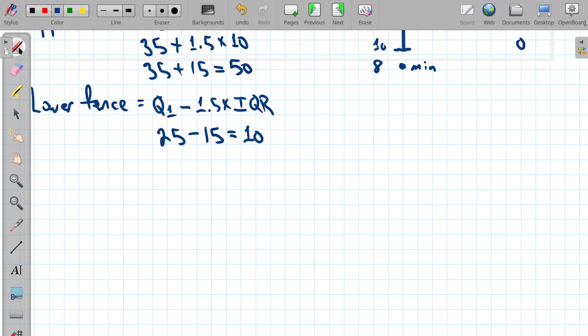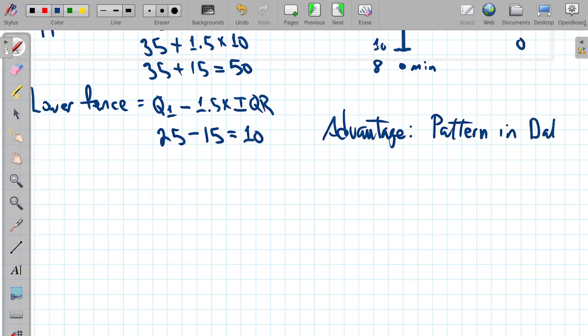So let's make a note about that. The advantage is it illustrates a pattern in the data. So if you're asked, is the data skewed? Do we have a longer left tail or a longer right tail? Well, you can judge that by looking at how long the whiskers are. Is it reasonably symmetric? Well, is the median in the center or close to the center of the box? These things can all be approximated. That's a good way to put it.